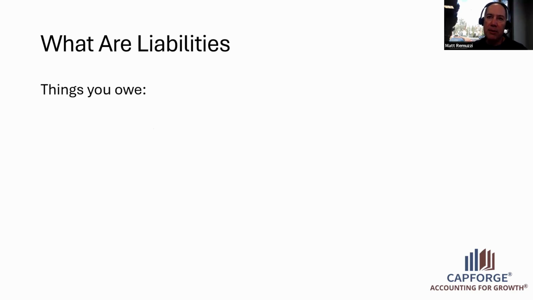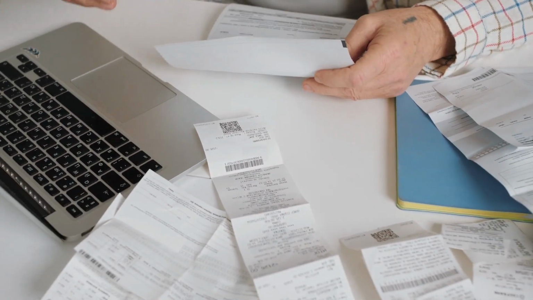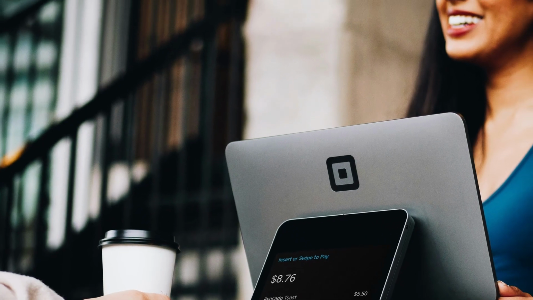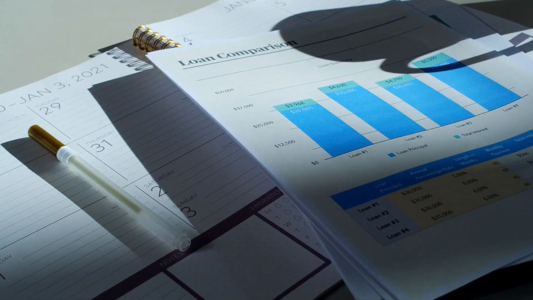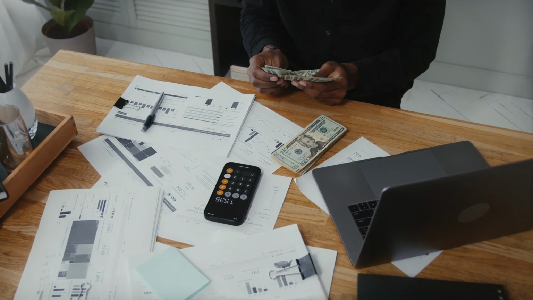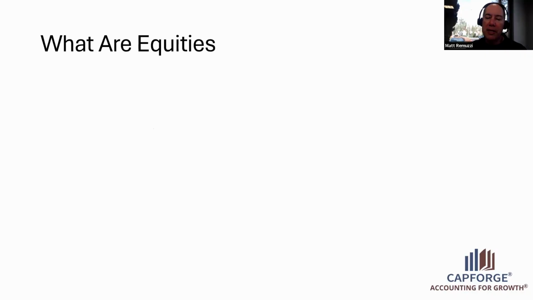Now, what's the flip side? What are liabilities? Liabilities are things you owe. Bills, right? You got something from somebody, you haven't paid for it yet. Credit cards, you spent money on a credit card, you have to pay it. Sales tax, you've collected, you have to pay it to the government. Loans, you borrowed money, you have to pay it back. Payroll taxes, you've withheld it from your employees' checks, but you haven't paid it to the government yet, so you can do that. Those are all things you owe.